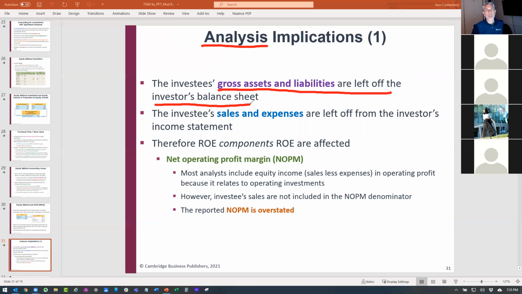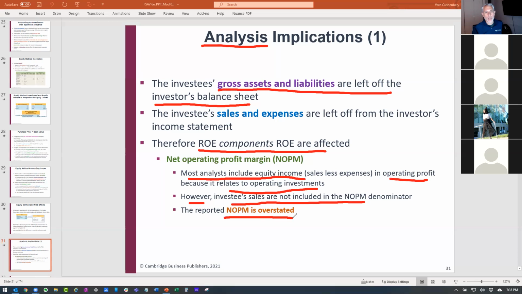And if you look at the effects on ROE, you just need to notice that most analysts are going to include equity income in operating profit because it relates to operating investments. That's fine. However, the sales of the business are not included in net operating profit margin. And therefore, you're going to get a net operating profit margin that is overstated just a little bit.